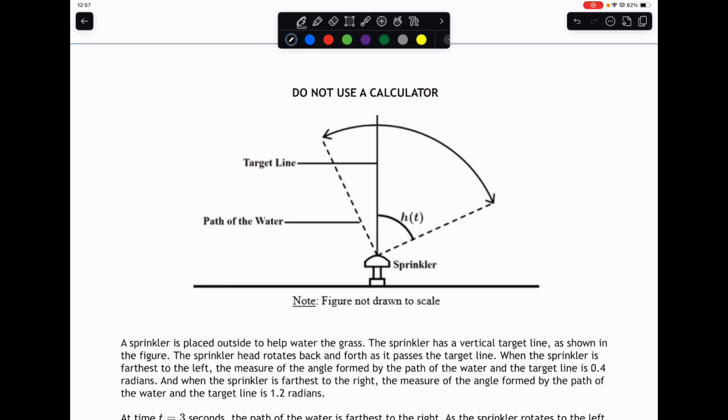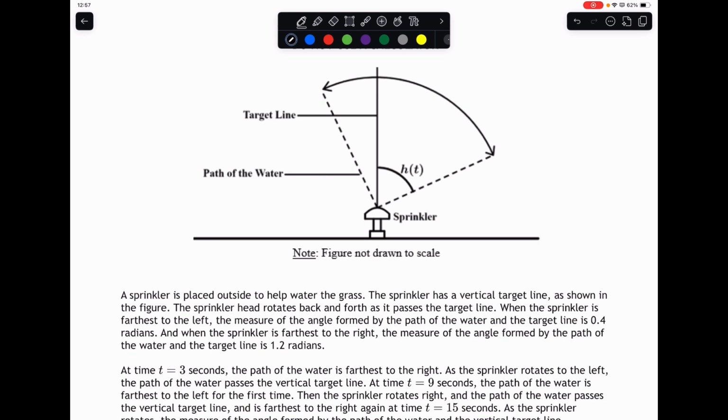Moving on to question number 5. Here we have a diagram of a sprinkler placed outside to help water the grass. The sprinkler has a vertical target line as shown in the figure.